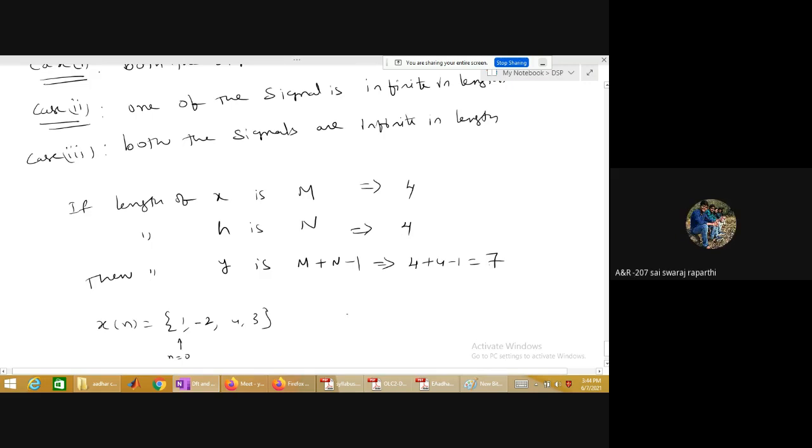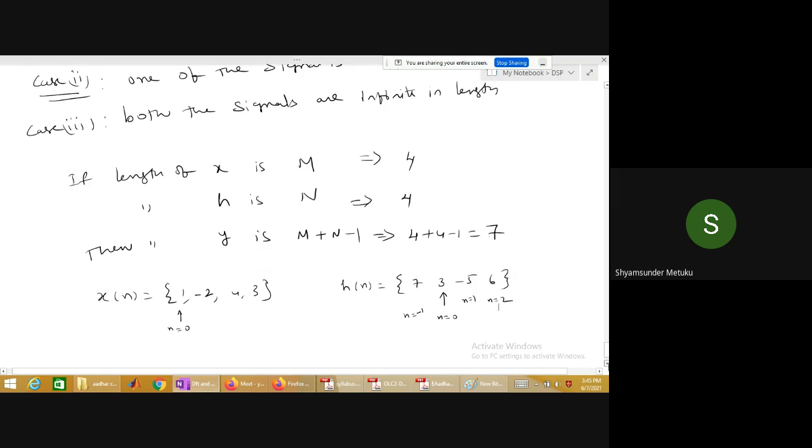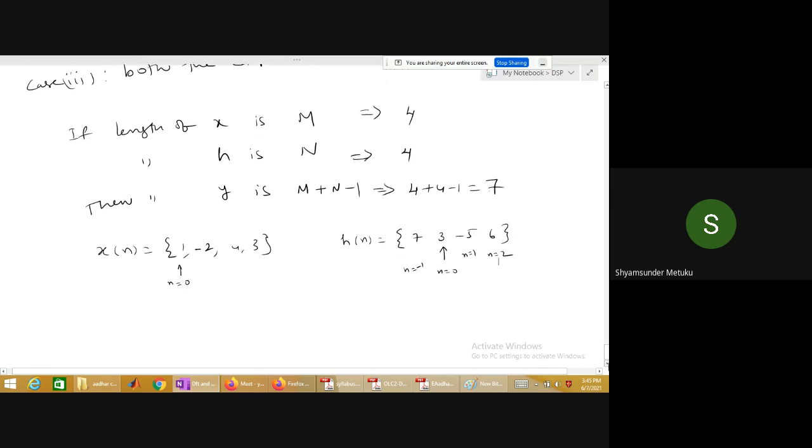Yes, sir. Similarly, if I am giving h of n is equal to 7, 3, minus 5, 6. If I am given an arrow here, what does it indicate? n is equal to 0. The next one indicates n is equal to -1, and then n equal to 1, 2. Correct or not? Yes, sir. Assuming my problem is this way, where x of n is starting, what is the lower limit for x of n?